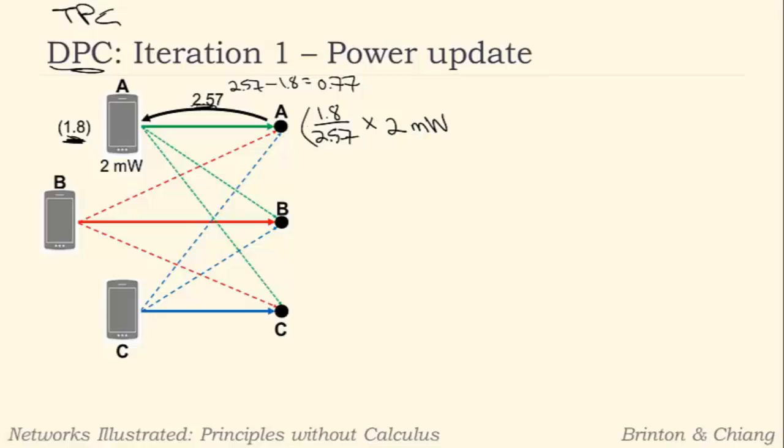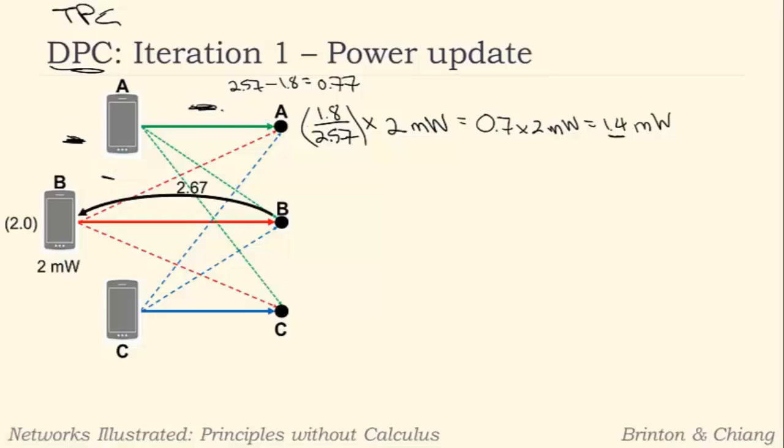And then we multiply that by the current transmit power of 2 milliwatts. The ratio here comes out to be 0.7. We multiply that by 2 milliwatts, and we get 1.4 milliwatts as the power level for the next iteration of A. Notice it is lower than what it was before because the SIR was measured to be higher. So we're trying to compensate for that. Now we'll move on to B.